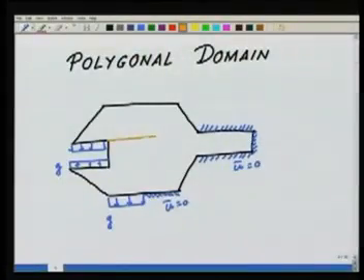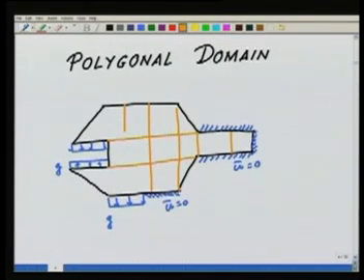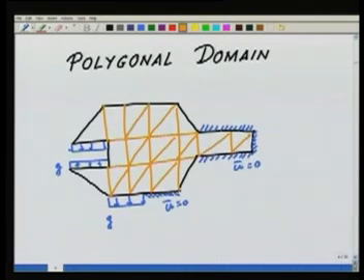Now how do I solve the problem over this domain? Well, I could make a mesh of triangles or quadrilaterals as I wish. I make some kind of a mesh here. Let me make a mesh of triangles. It doesn't matter whether you have a mesh of triangles or quadrilaterals. Whatever we are discussing is going to be applicable to both cases.